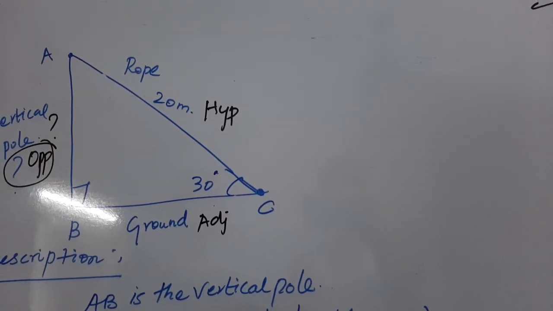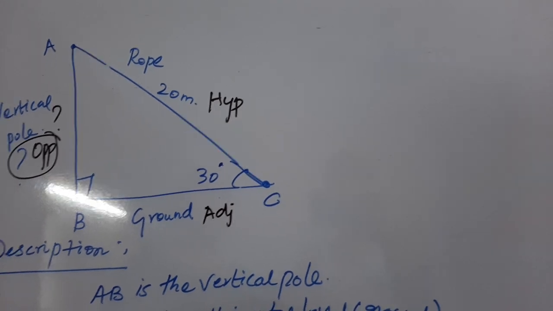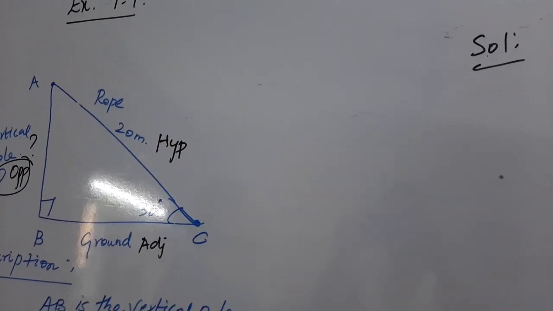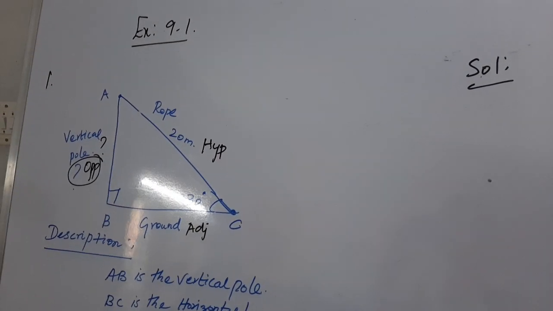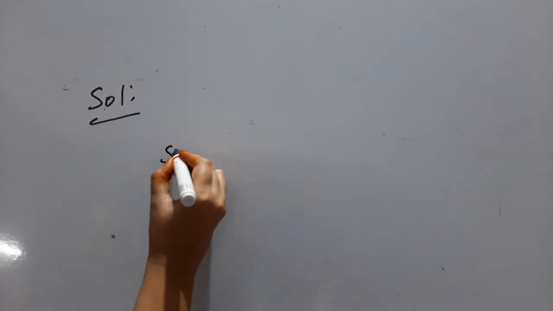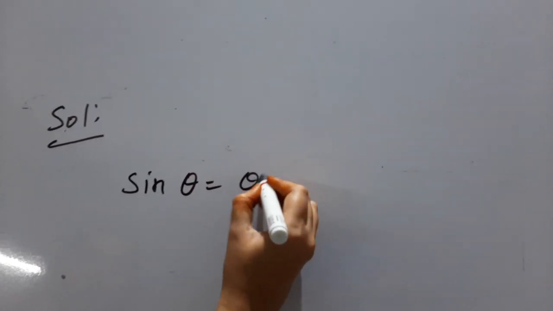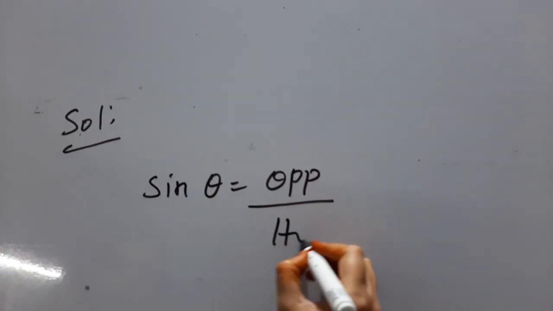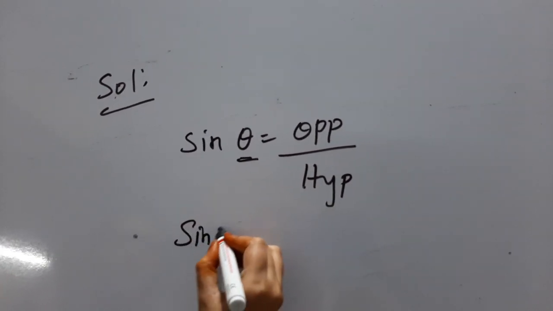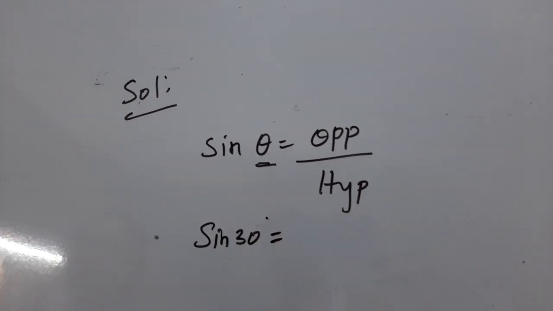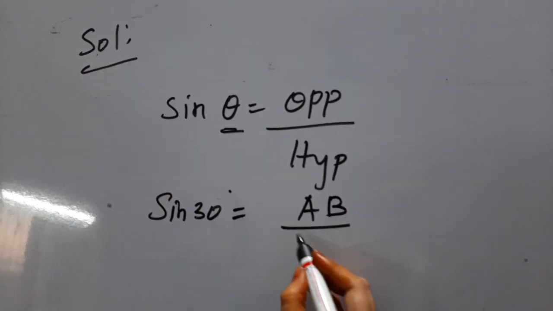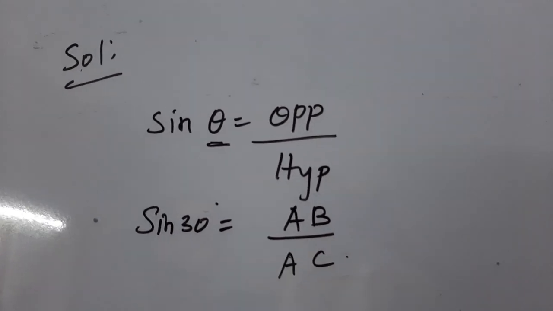So which trigonometric ratio definition has the relation between the opposite side and the hypotenuse side? Think for a minute and tell me. Our first trigonometric ratio itself, sin theta is defined as opposite upon hypotenuse. Here theta is what? What is the value for theta given in the question? Sin 30. Then what is the opposite side? The opposite side is your vertical pole AB. And what is the hypotenuse? The length of the rope AC is the hypotenuse.